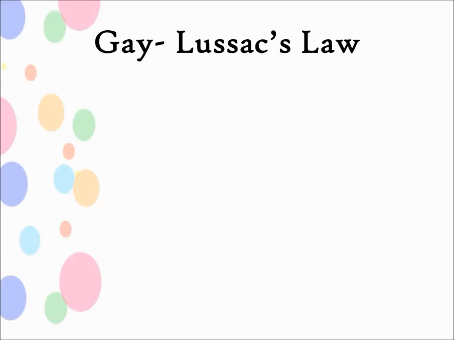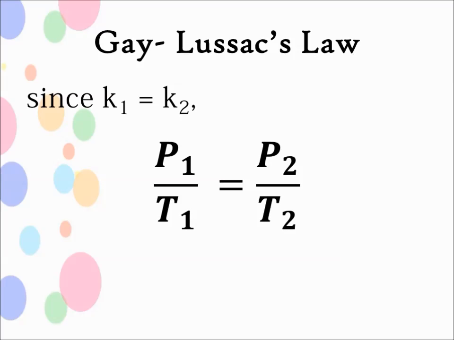Now, to substitute K1 and K2, we will get pressure 1 divided by temperature 1 is equivalent to pressure 2 divided by temperature 2. So we have P1 over T1 equals P2 over T2. Now, if you're not comfortable with this form of equation, we can still rearrange it to come up with an easier formula to work on.